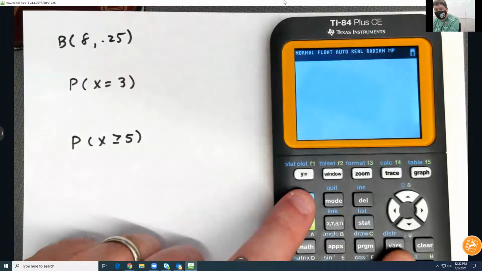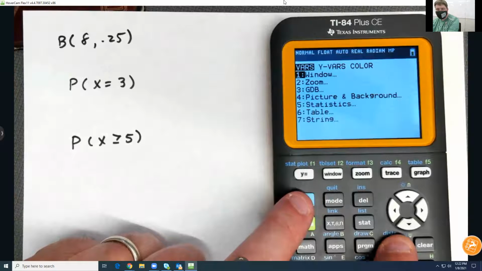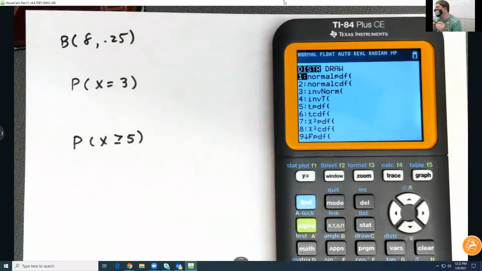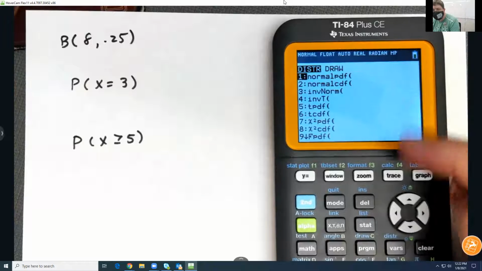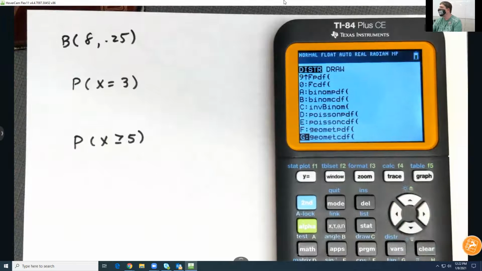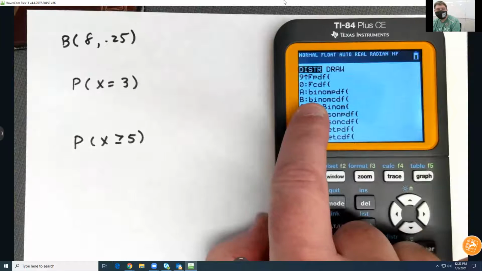All right, so hit second, hit vars. So you want to write a note in your notes where to find these things. Second button, vars button. Oops, hit the second first. There we go. There are a ton of different things in here that we could use at any given time. The binomial ones are at the bottom, so it's actually quicker if you hit the up arrow to get to them. You hit the down arrow, you're going to have to go through 0 through 9, and then it finally gets to where you're looking. So there they are right there, A and B on my calculator.